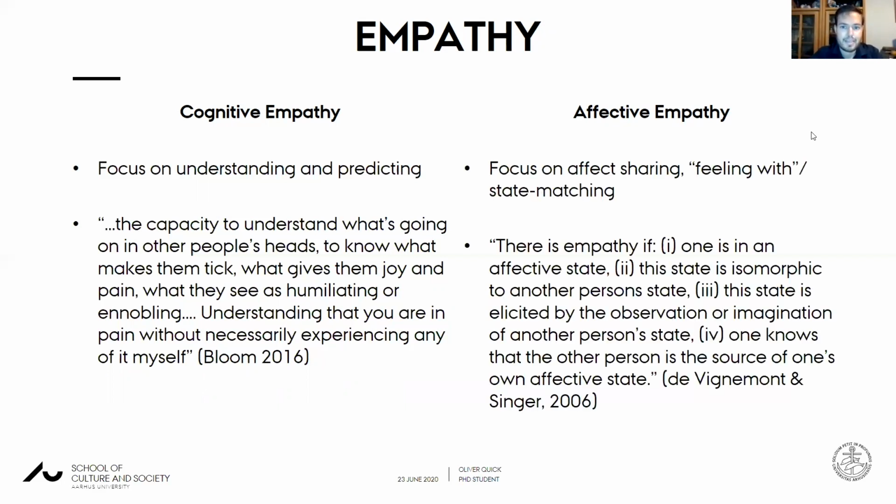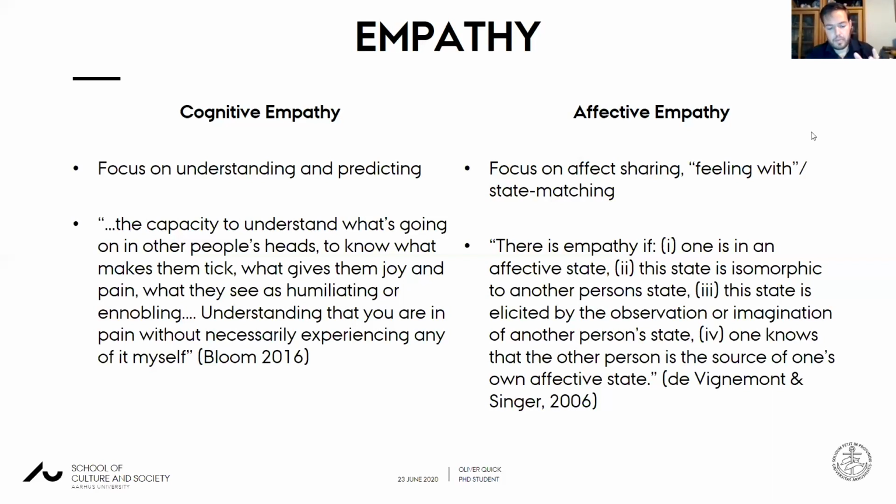Affective empathy, on the other hand, is exactly about sharing their experience. So if they're in pain, you also feel pain. And there are also other terms for affective empathy, or affect sharing, I've called it here, but it's also feeling with, state matching, isomorphism. But generally the idea is, as you can see from this list of requirements from de Vignemont and Singer, you're experiencing affective empathy with someone if you feel sad, and that matches the sadness of the person you're empathizing with, and your sadness is caused by the observation or imagination of their sadness, and you're aware that that is the cause of your sadness. They later add a caring condition, which I don't include here, in a different paper. But broadly speaking, this is the distinction between cognitive and affective.